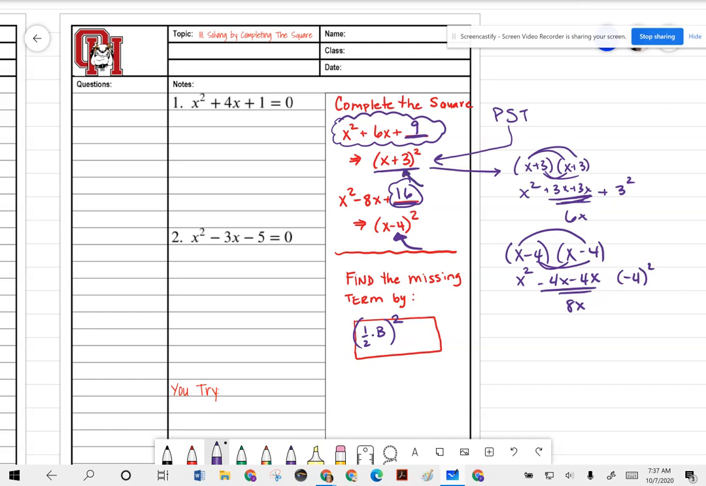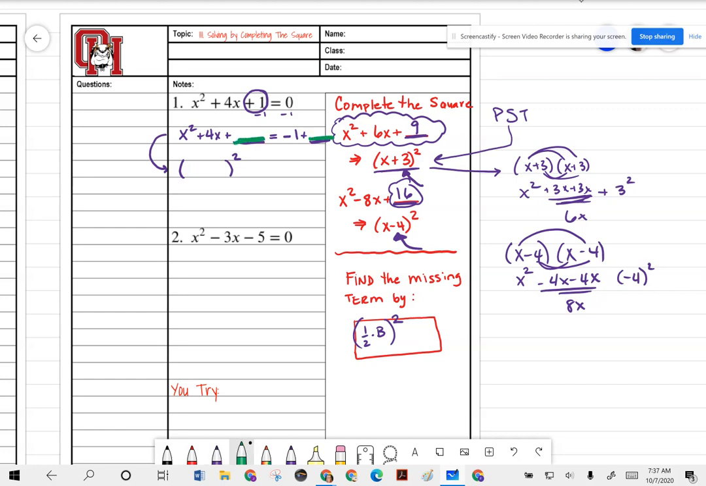So let's take a look at number 1. If I have x squared plus 4x plus 1 equals something, now this 1 is not going to help me out because that's not going to give me a perfect square trinomial that I can factor. The easiest and most efficient way, in my opinion, is to move it to the other side. So we are going to subtract 1 from both sides. Now we are in a position that whatever we add to one side, we add to the other. The question is, what do we add to both sides?